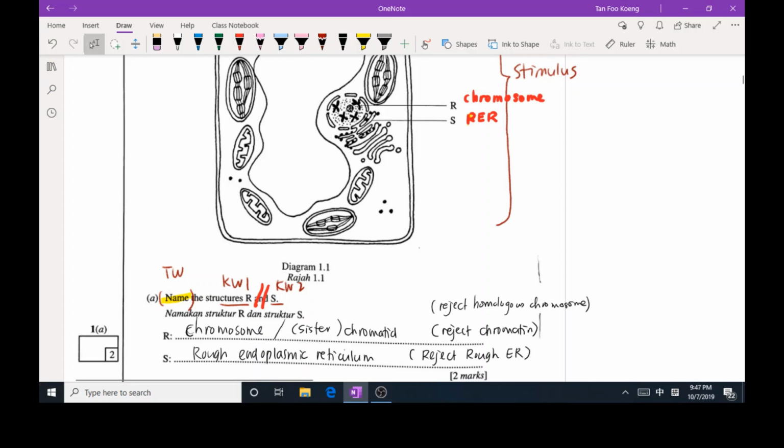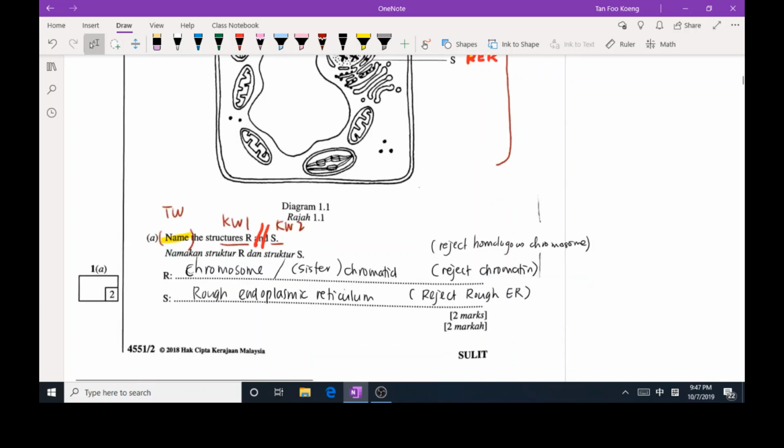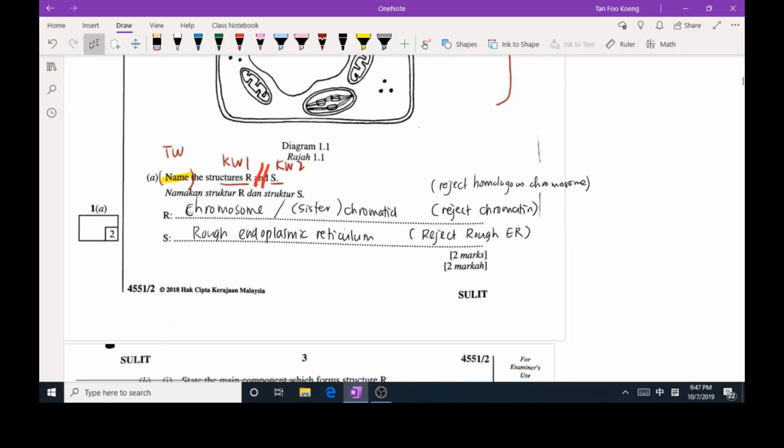And then since we can see the chromosome, that means the chromatin has actually condensed and become visible under the light microscope. So in an uncoiled form, perhaps, we accept chromatin as the answer, but this is already in a condensed form. So unfortunately, we have to reject this answer. And then S is rough endoplasmic reticulum. So we reject answers such as rough ER or RER. All right. So make sure that you know how to spell the term correctly. If the task word is name and your spelling is wrong and we can't even pronounce it properly, we are not going to give the marks.